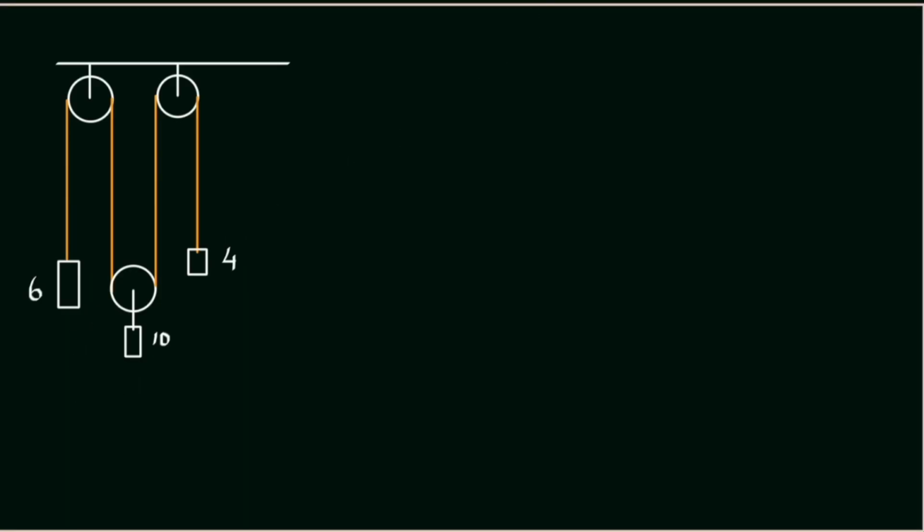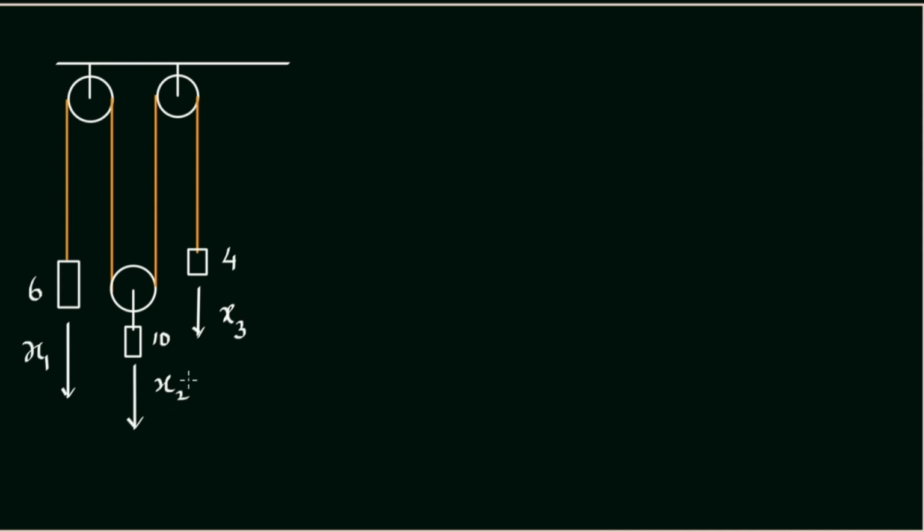And let us assume that the 6 kg block moves down by an amount x1, and the 10 kg block moves down by an amount x2, and the 4 kg block moves down by an amount x3. Now all we are saying is that we have called these displacements x1, x2, x3 from some positions, it doesn't matter.